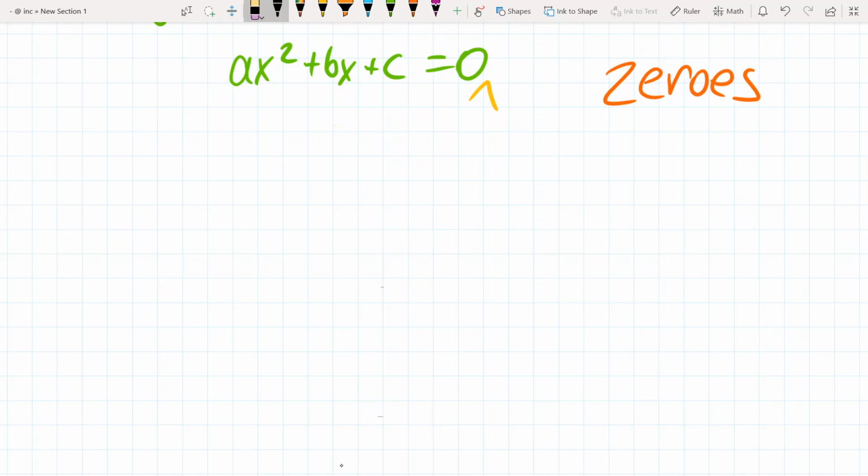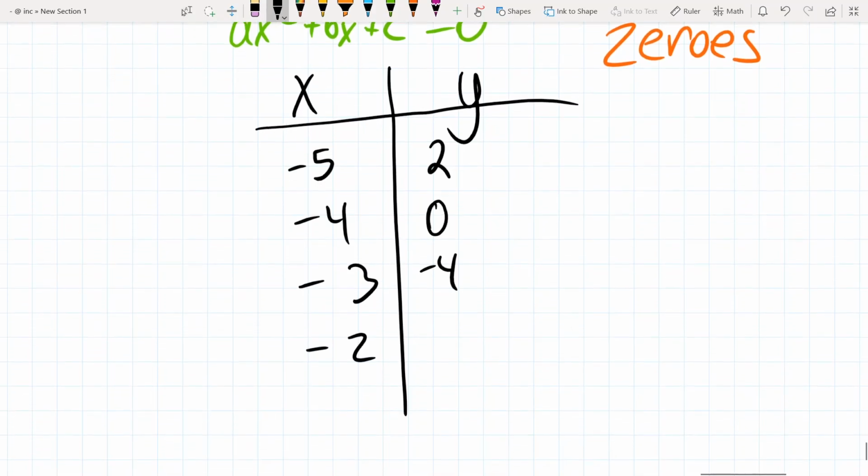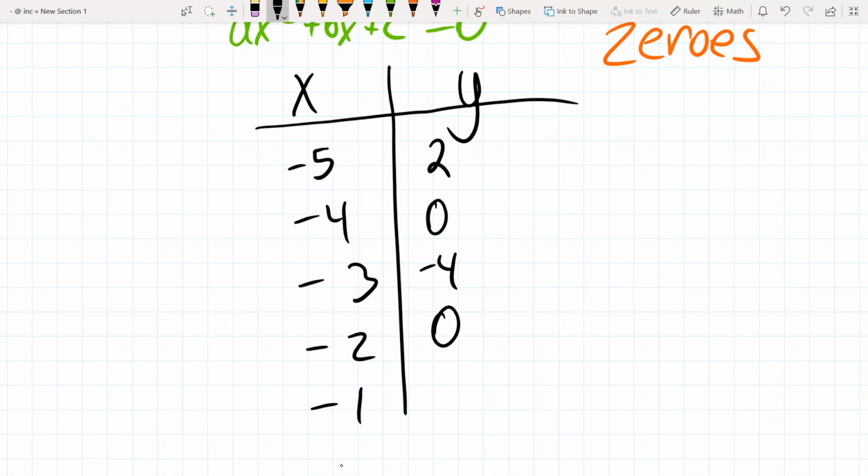They simply give you problems where they give you a table of values and say, all right, here's a table of values for x and y. I'm going to make up numbers real quick. These numbers might not even make sense. Let's just say when x is -5, y was 2. When x is -4, y was 0. When x is -3, y was -4. When x was -2, y was 0, and when x was -1, y is 2.